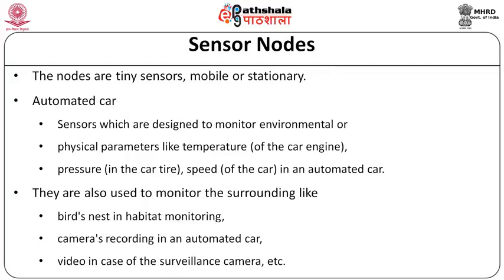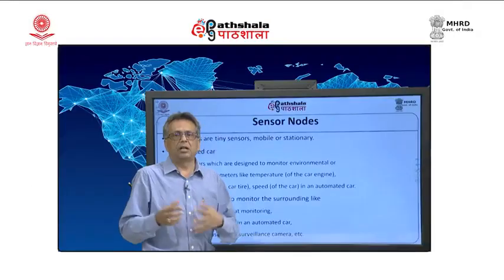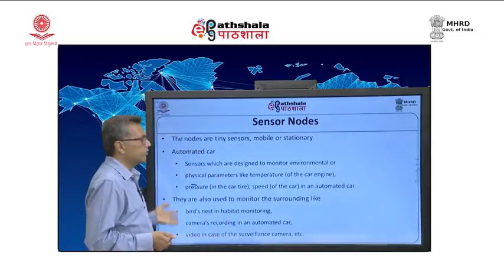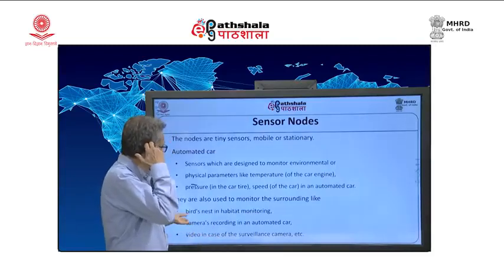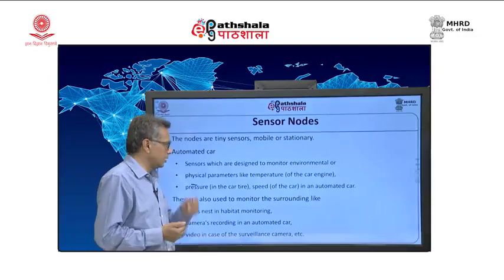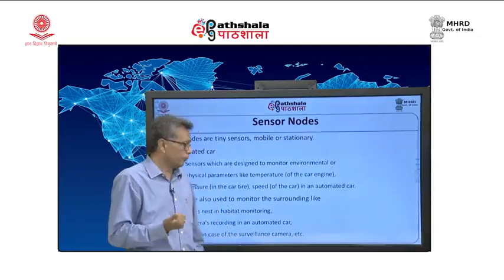Then physical parameters like the temperature of the car engine. If it is going above a required value, then you should not move the car, you should stop. Or the pressure in the car tire, the speed of the car, and so on and so forth. These things are monitored and reported back, and decisions are made based on that. Okay. There are a lot of other sensor networks used, like bird's nest monitoring in habitat monitoring, and cameras recording in an automated car.